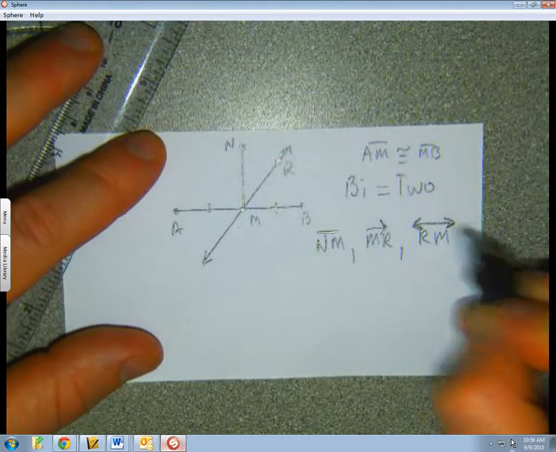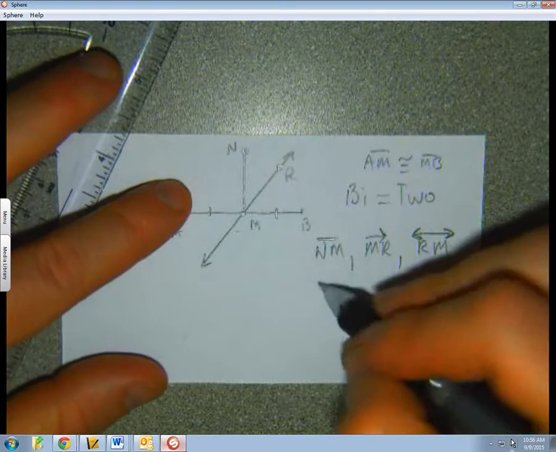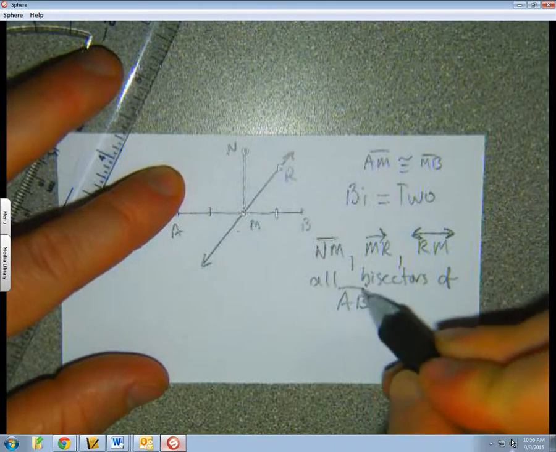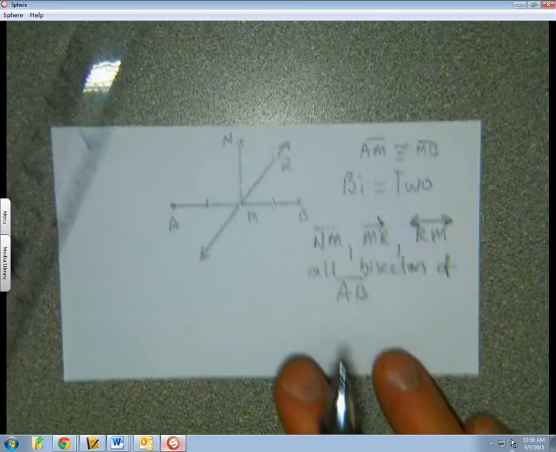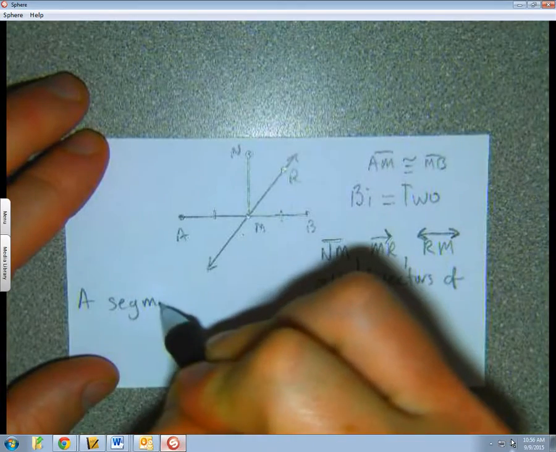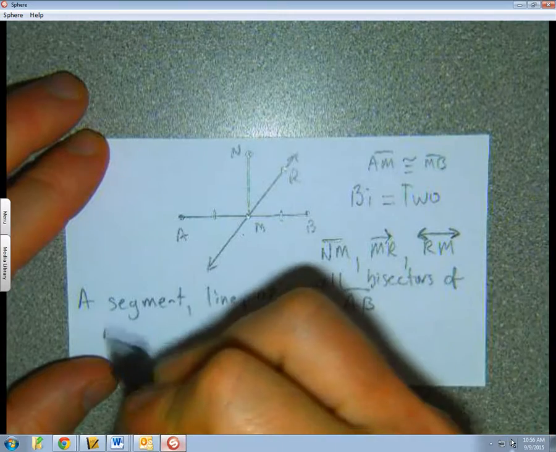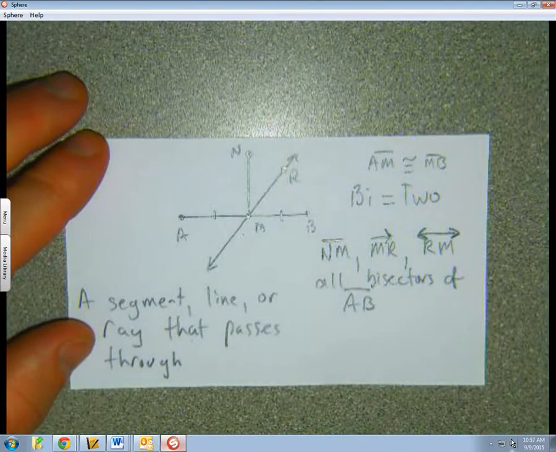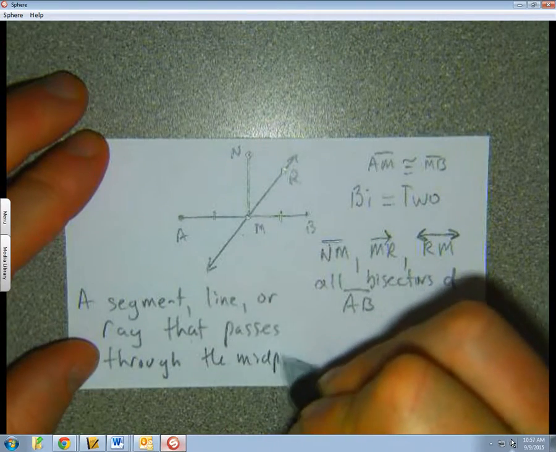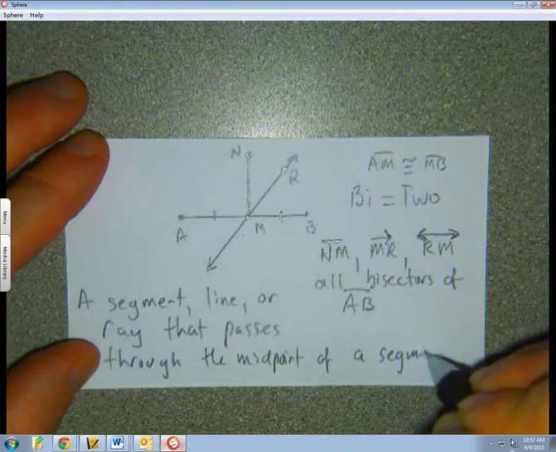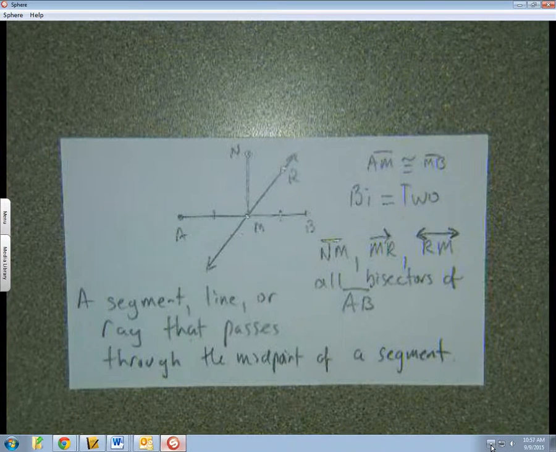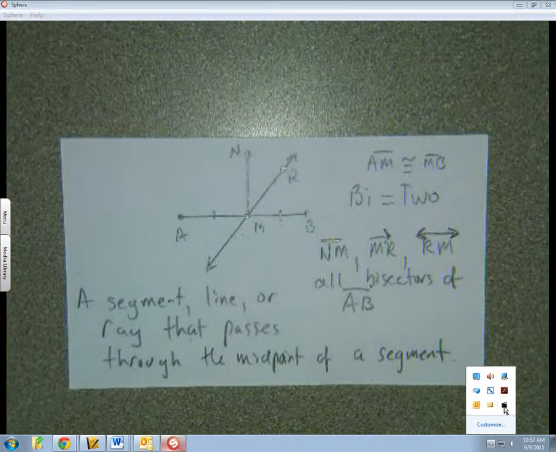Okay? So those are all bisectors of segment AB. So in general, a bisector is a segment, line, or ray that passes through the midpoint of a segment. Alright, so that is bisector. Alright, hope those definitions make sense, and we will push on to a construction. Alright, so to make a congruent segment, we're going to do a congruent segment construction.